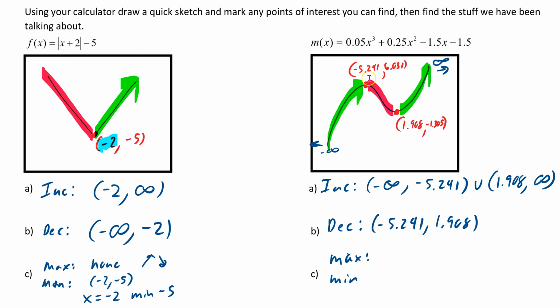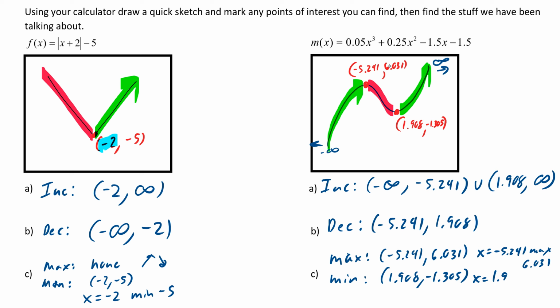So we have a maximum value here because it increases and then decreases, which means we have x equals -5.241 with a max of 6.031, and we have a min at x equals 1.908 with a min of -1.305. Now these are local min and local max because that's not an absolute min, that's just locally min. Our max is actually going to go off to infinity, which means we don't have a max, and our min is going to go off to negative infinity, which means we don't have a min.